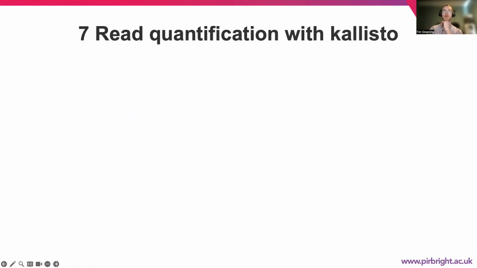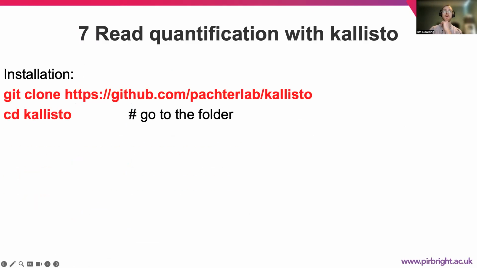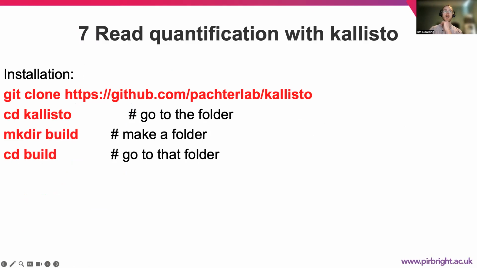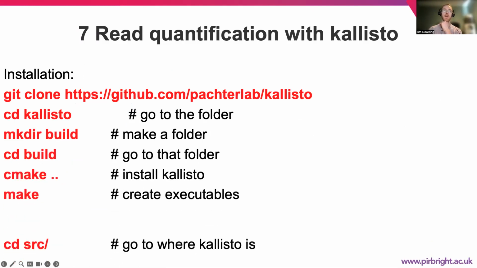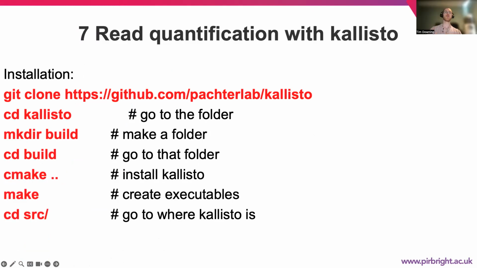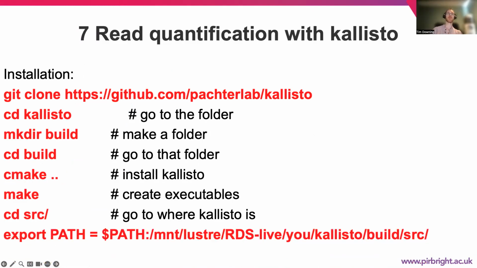And so what we're going to do here is a few steps. We're firstly going to clone the GitHub page, go to the folder, and build that: make a directory called build, use cd, cmake, make, and go to the executable path and export your path to add that location to your path, so you can use Kallisto from wherever. Or you can just copy over the Kallisto as we did earlier, which is probably the easiest option.